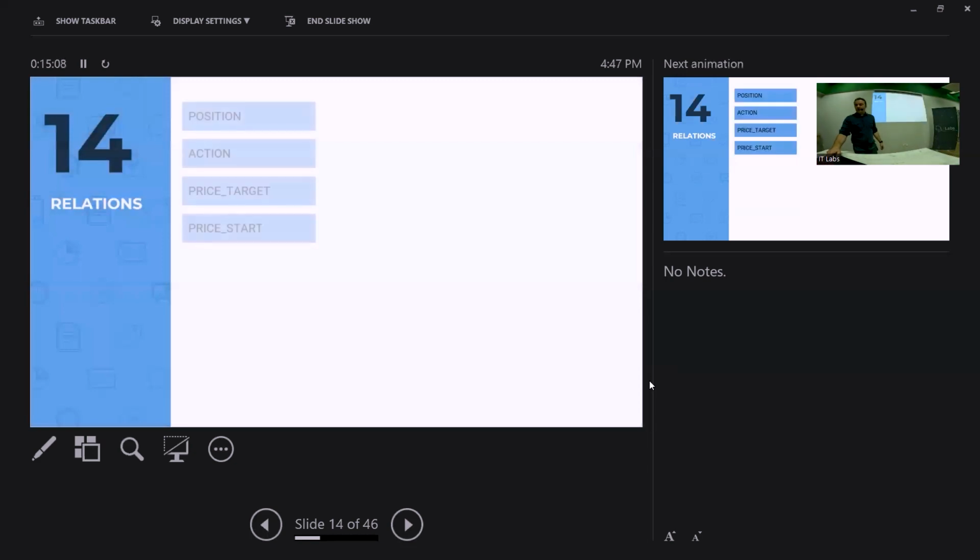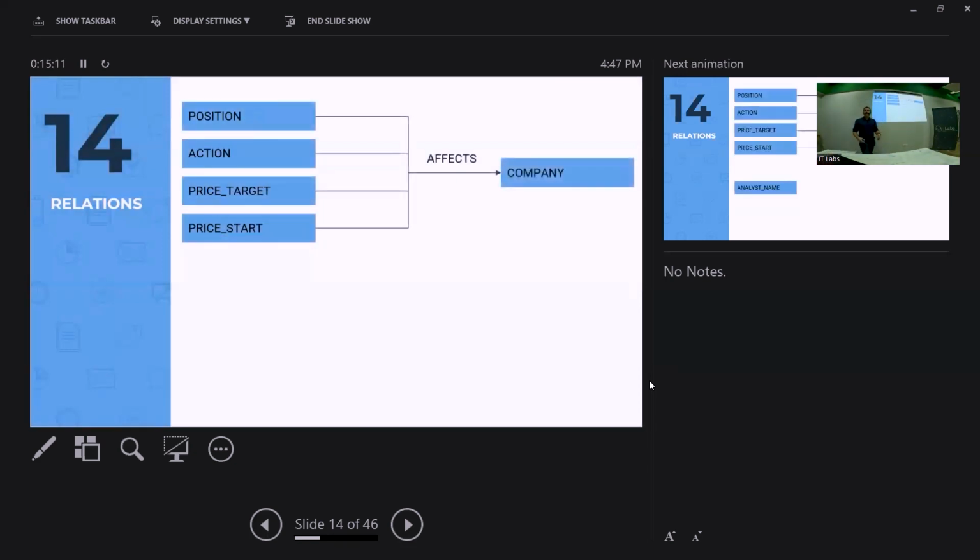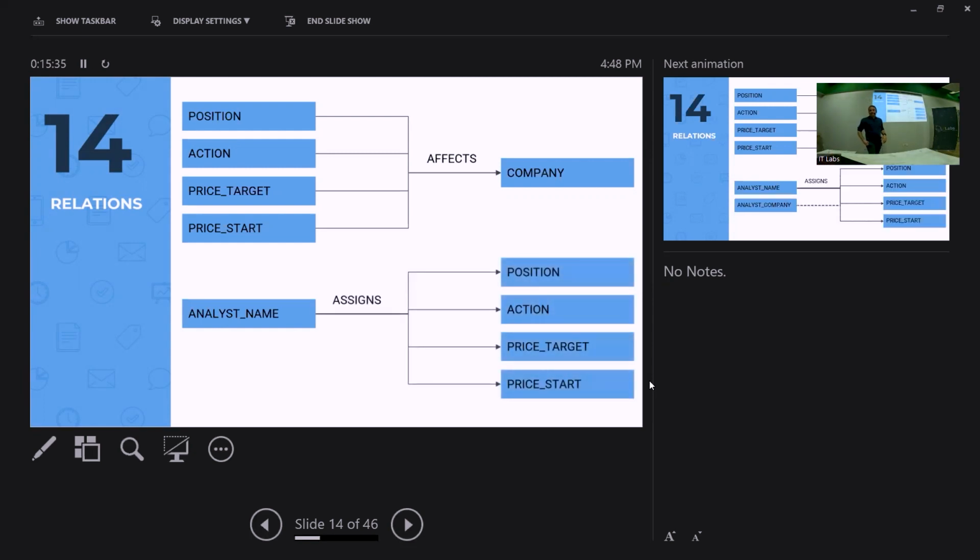Then the company has a ticker, which is quite straightforward. And then we have the position, like strong buy, hold, sell, and the action, which is reiterated, initiated, downgraded, and upgraded. The price target, the projected price, and the current price are also connected to the company being analyzed. And on the other side, we have who assigns the position, action, and price target for the company that is affected.